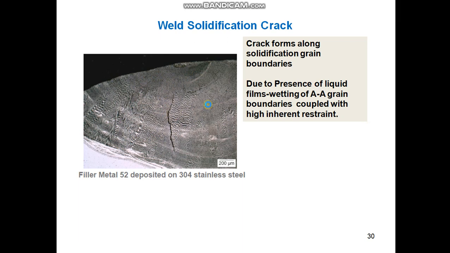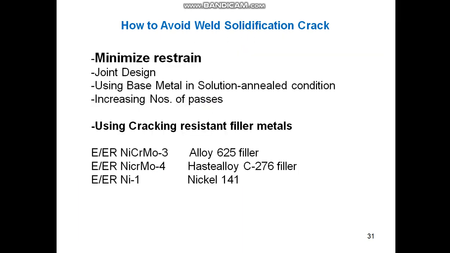How to avoid weld solidification cracking? Well, there are two strategies. First is to minimize restraint. Minimization of restraint will depend on the joint design, because we will see in subsequent slides that nickel based alloys are rather sluggish, less fluid than stainless steel, so they are provided more included angle, so joint design has to be taken care of. Secondly, using base metal in solution annealed condition, so there will be less restraint or less residual tensile stresses, and increasing the number of passes.